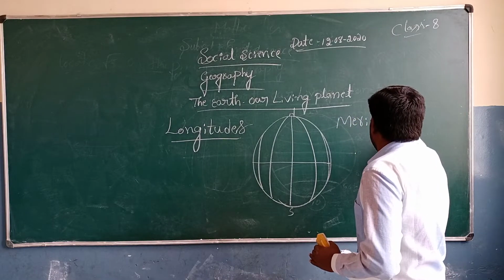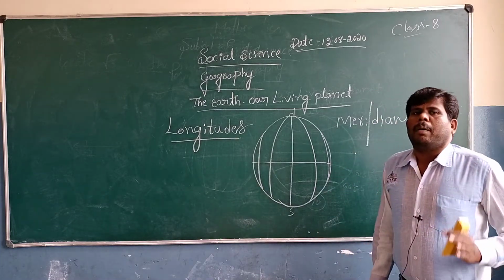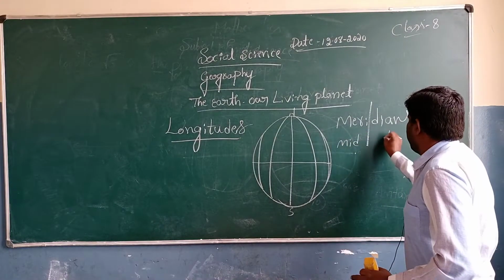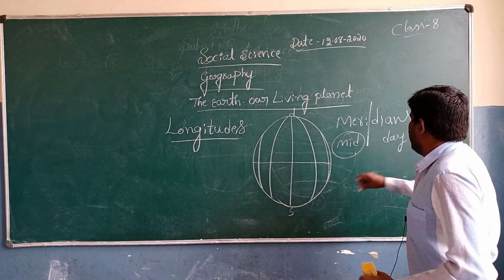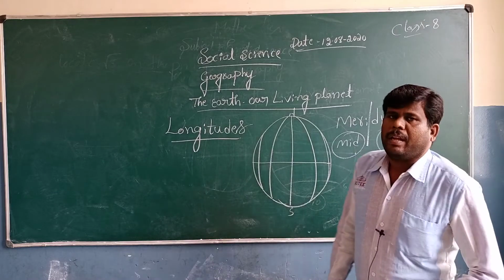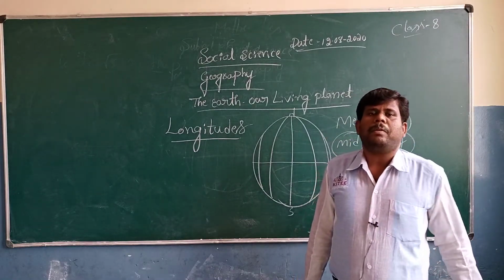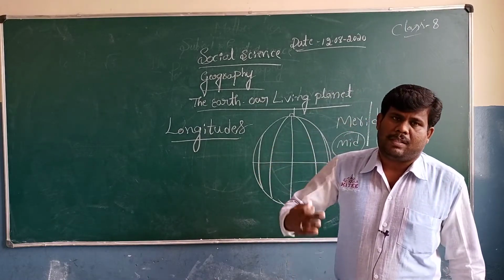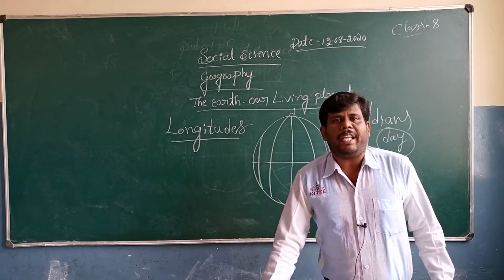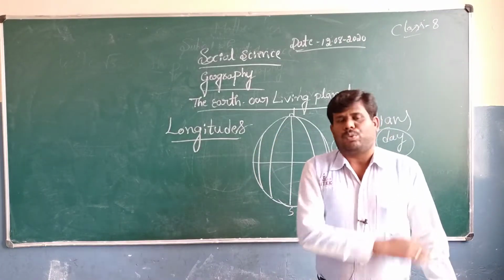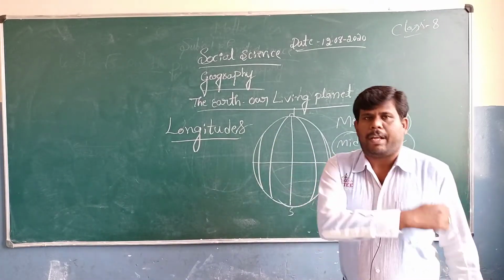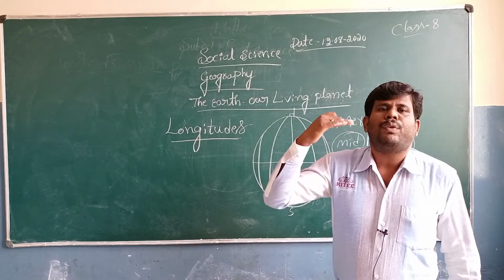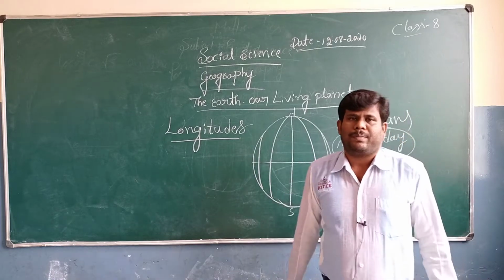Meridians: merid means mid, dia means day, midday. Because all the places along the line experience noon at the same time. So these lines are called meridians of longitude.